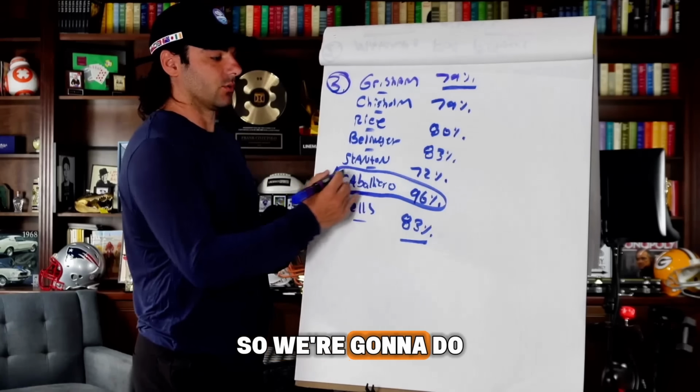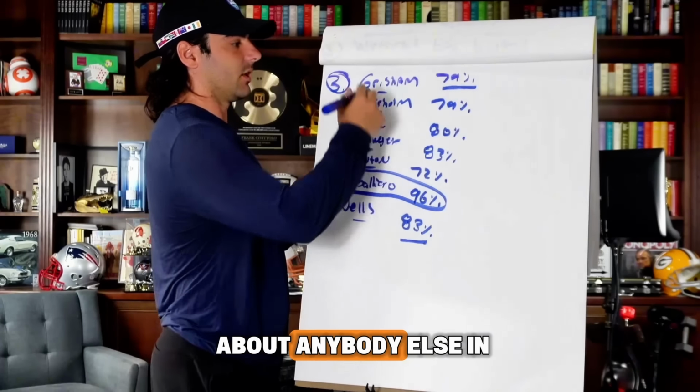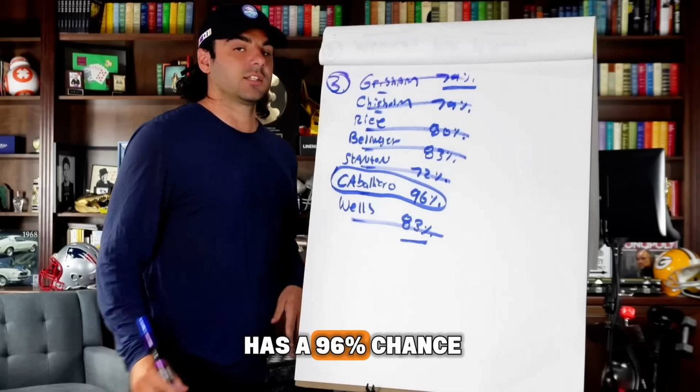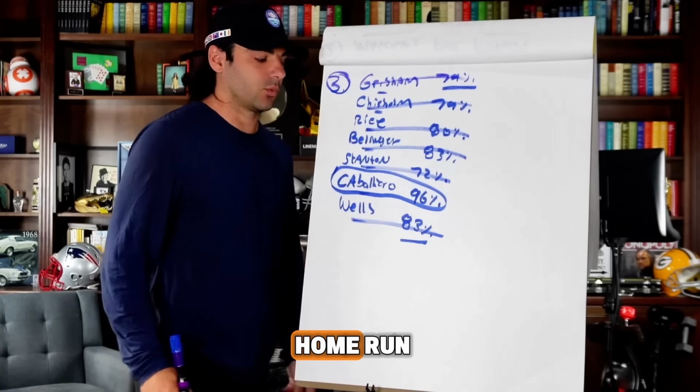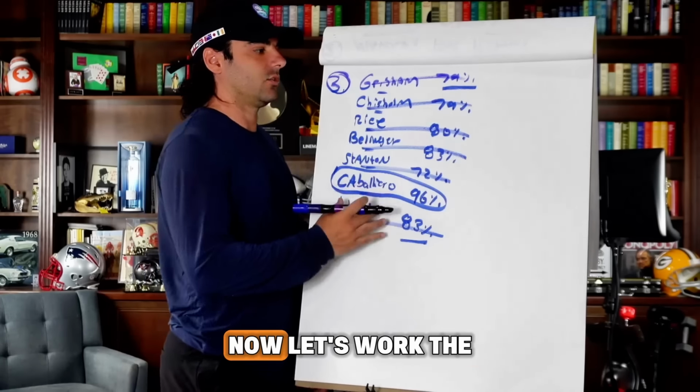96%. So what we're going to do is take that guy and put him off to the side. All right, we're not going to worry about anybody else in this lineup now. Okay, we got somebody that has a 96% chance to not hit a home run and has never hit a home run against the pitcher he's going against. Now let's work the other side.